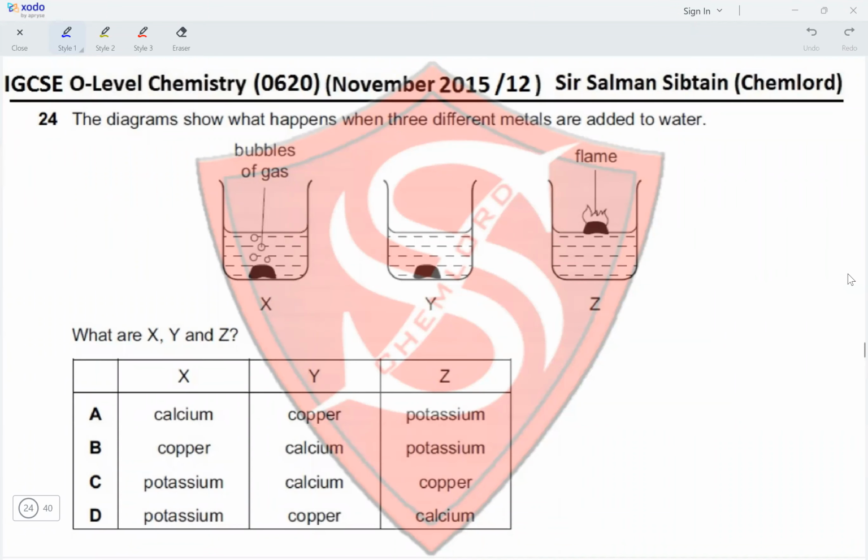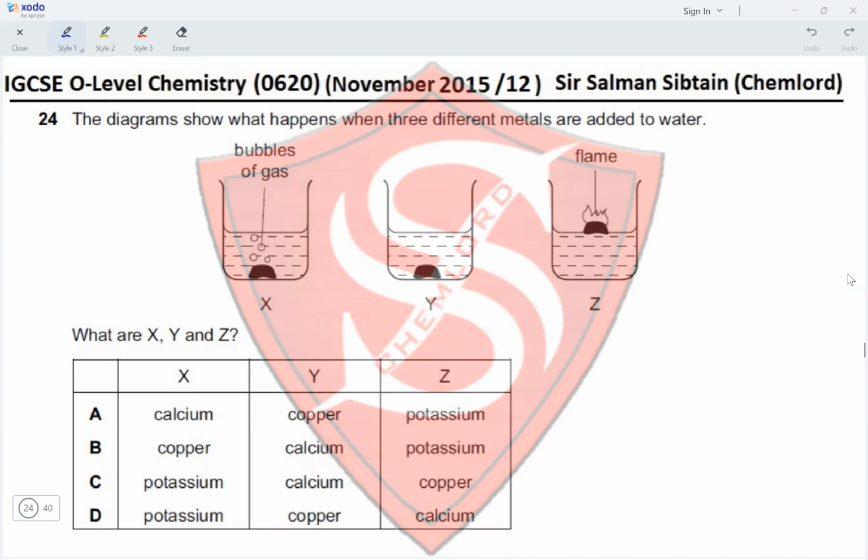Question 24. The diagram shows what happens when three different metals are added to water. So in X, we've got the metal settling down and bubbles of gas being released. That means a reaction is taking place. In Y, we've just got the metal settling down without reacting. And in Z, we've got the metal floating with flame. So Z is a group 1 metal.